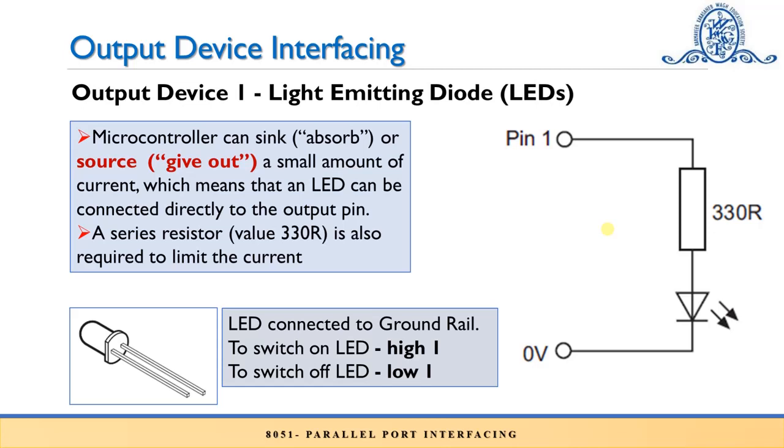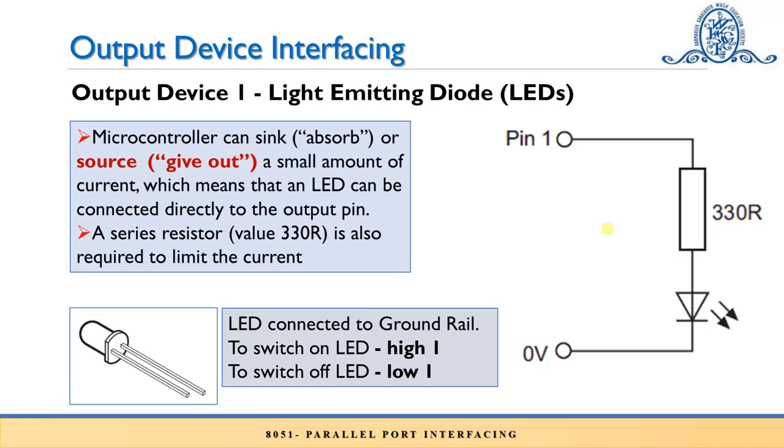LED, these are the light emitting diodes, and if we have to interface the LED with the microcontroller, how we can do it? Basically, LEDs are used for indication, like if the output is high or low, that time the LED can glow. It depends on in what way the LED is connected to the circuitry will decide whether it will glow when the pin is high or pin is low.